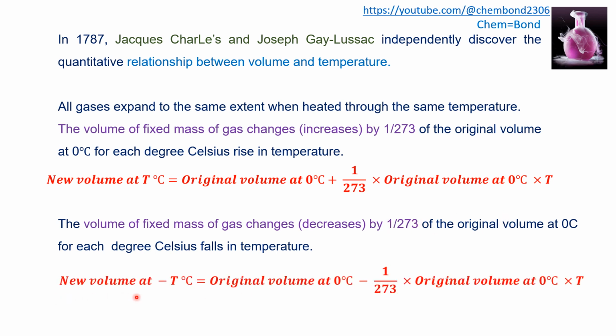So the new volume at minus T degree C is equal to the original volume at 0 degree C minus 1/273 of the original volume at that temperature, where minus shows the decrease. So these are the two cases which we will prove in the coming few slides.